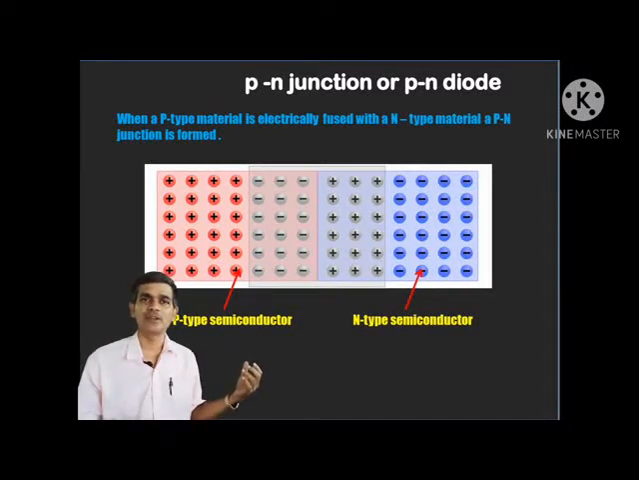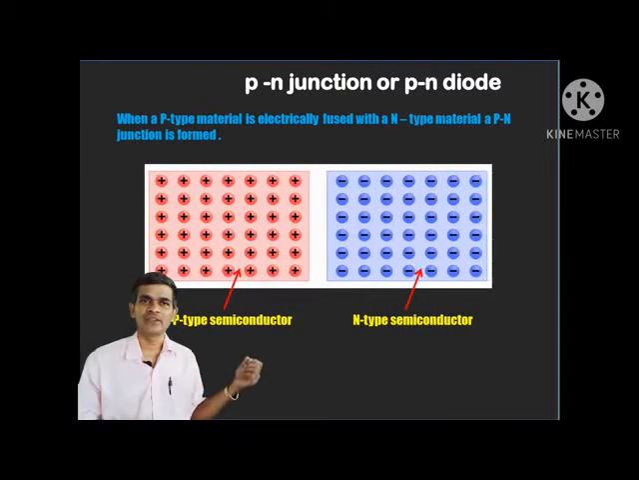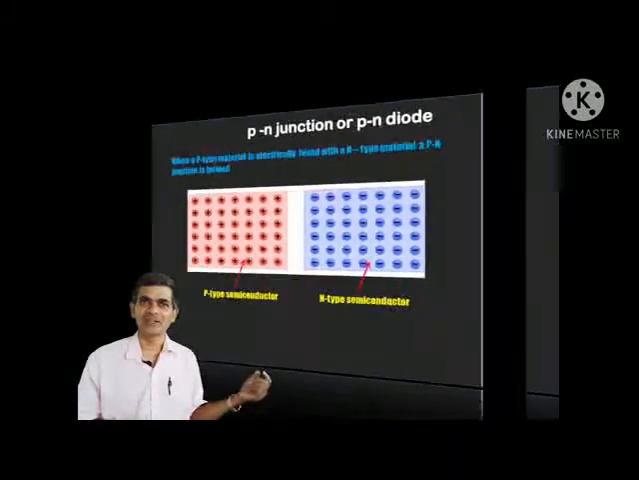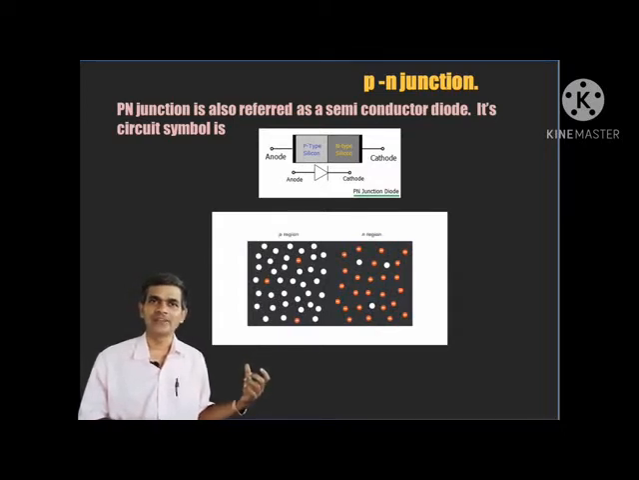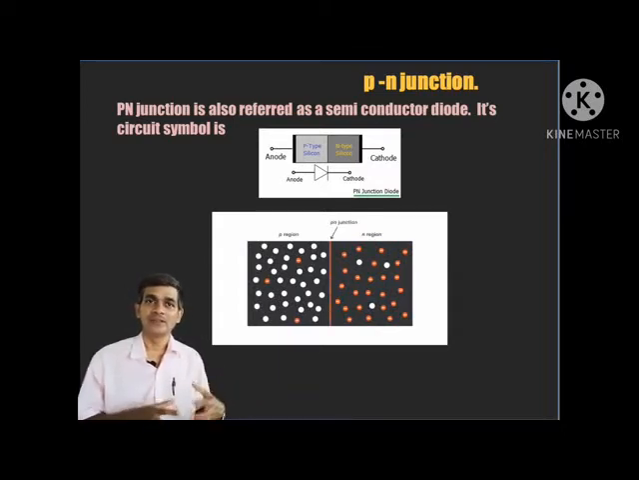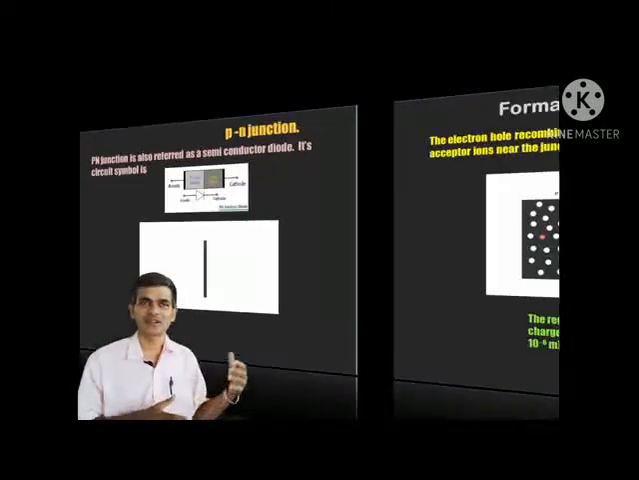The circuit symbol is shown in the figure, and it is a triangle with a straight line. The triangle side is called the anode, and the straight line side is called the cathode. So there are two terminals in this semiconductor device. Now, how is this semiconductor diode formed? Let us see the formation of the PN junction.